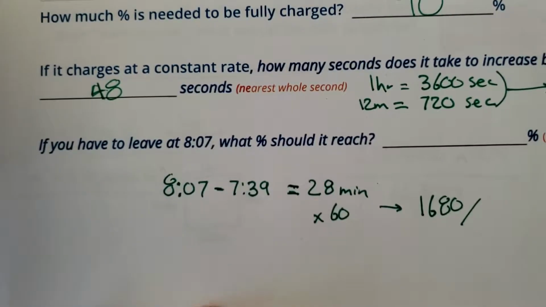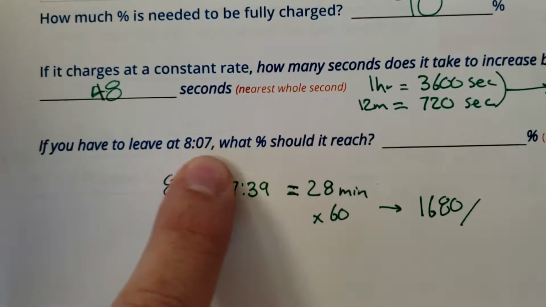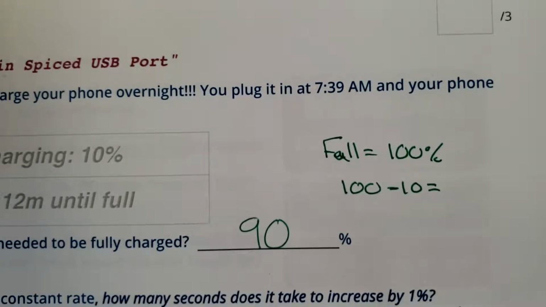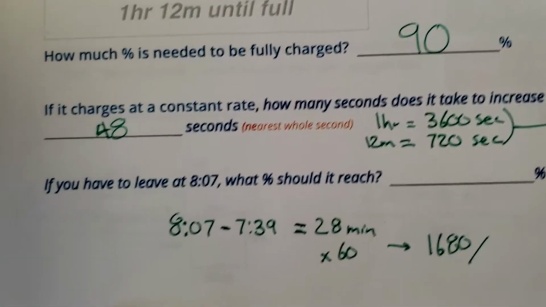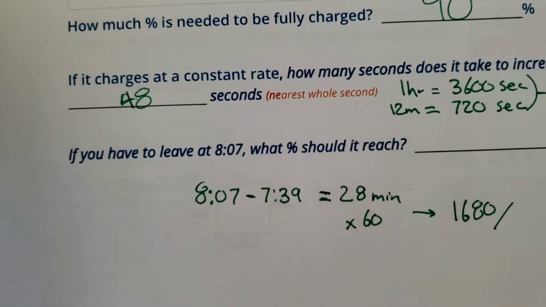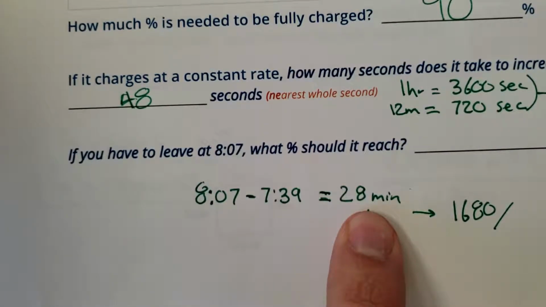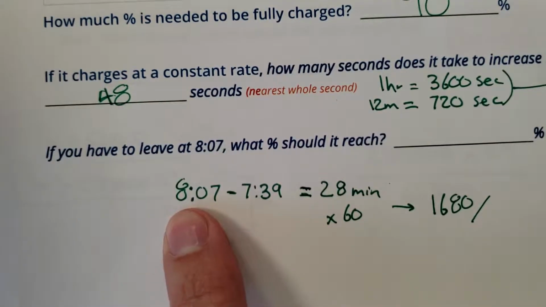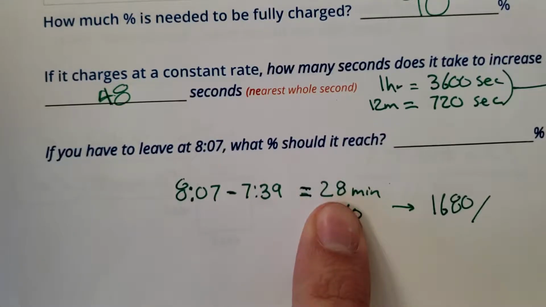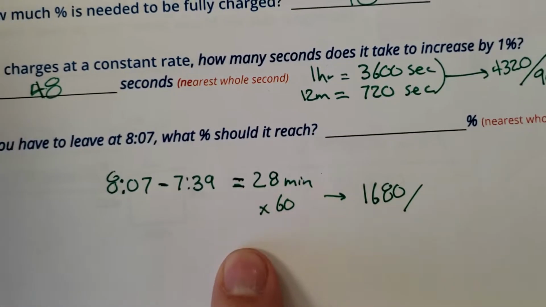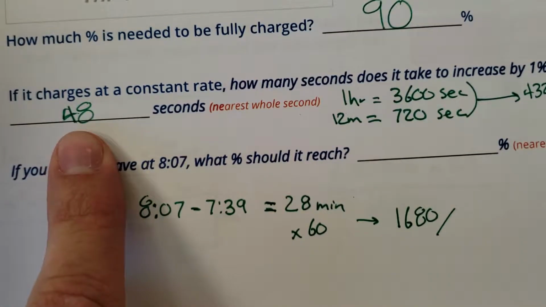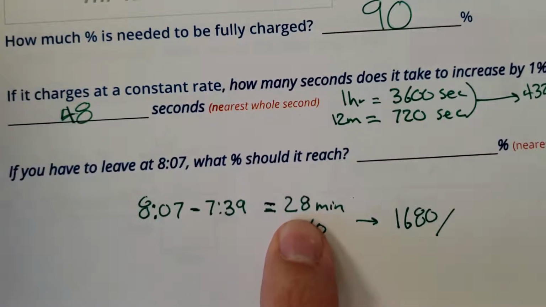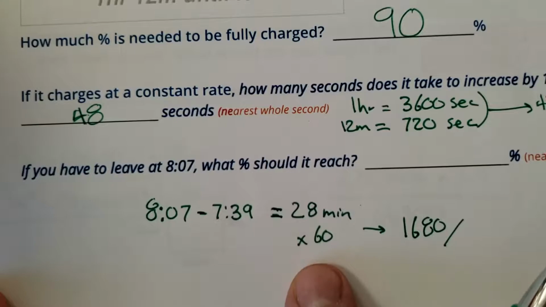All right, so next one. If you have to leave at 8:07, what percent should you reach? Ooh, let's go back. You plugged it in at 7:39, and you're going to unplug it at 8:07. That's a changing time of 28 minutes. You're going to let the thing charge for 28 minutes from 7:39 to 8:07. All right, so 28 minutes go by. As you can see, I've already taken it times 60 because if it's going to increase by 1% in 48 seconds, I probably need to figure out how many seconds there are in 28 minutes. So I've done that already.